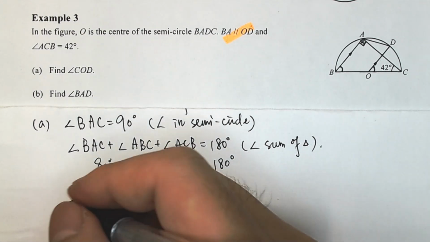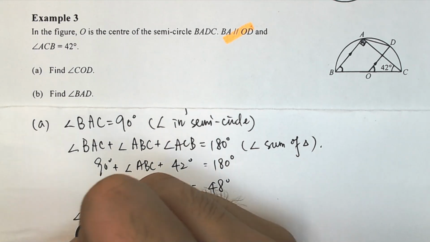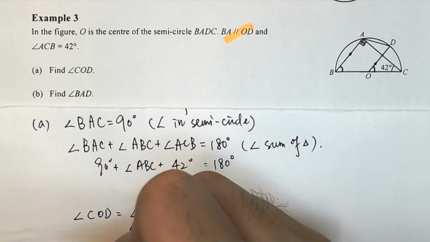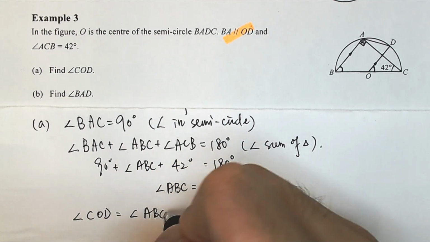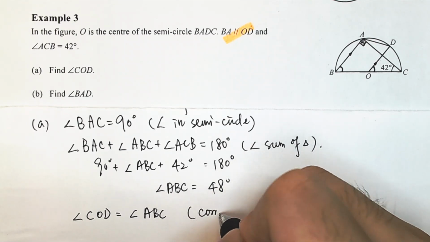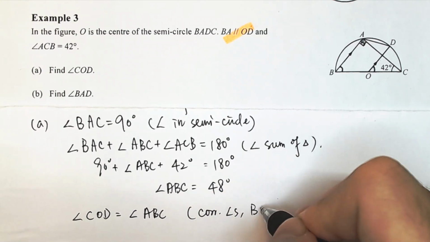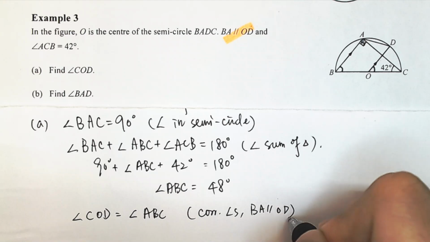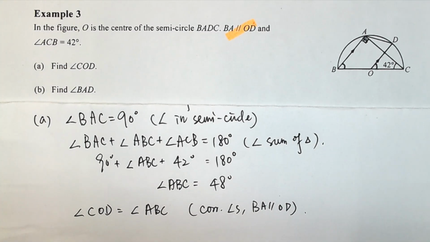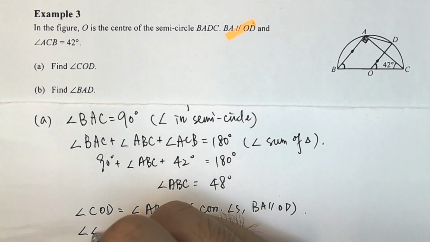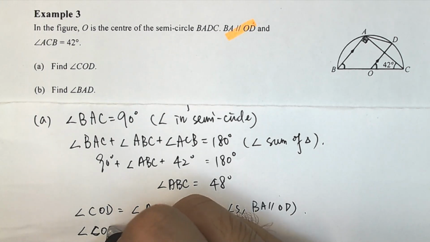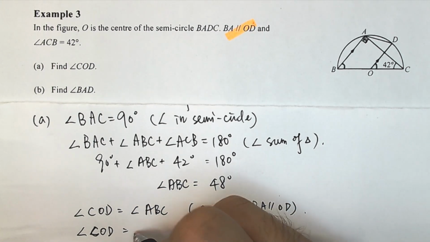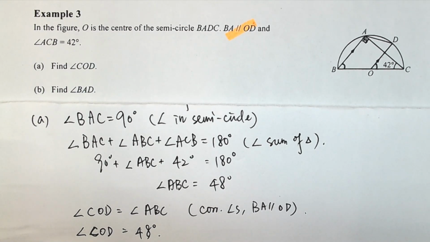And at last, you know that angle COD is equal to angle ABC. We have corresponding angles. BA is parallel to OD. And at last, you know that angle COD is 48 degrees. Okay, so this is part A.